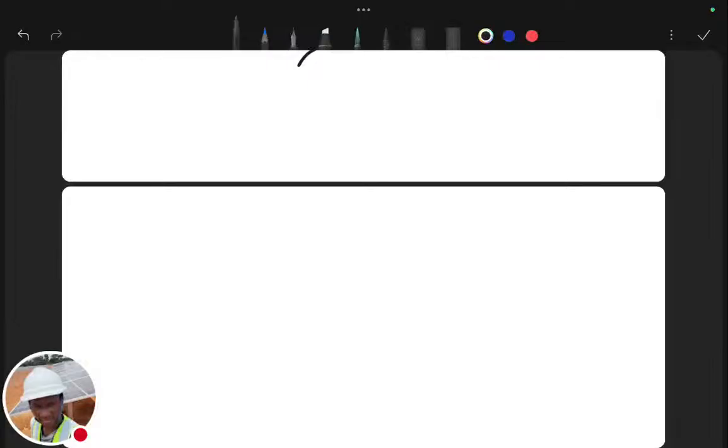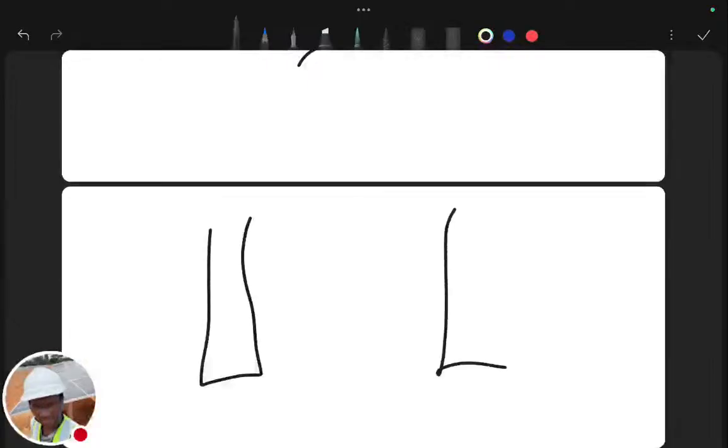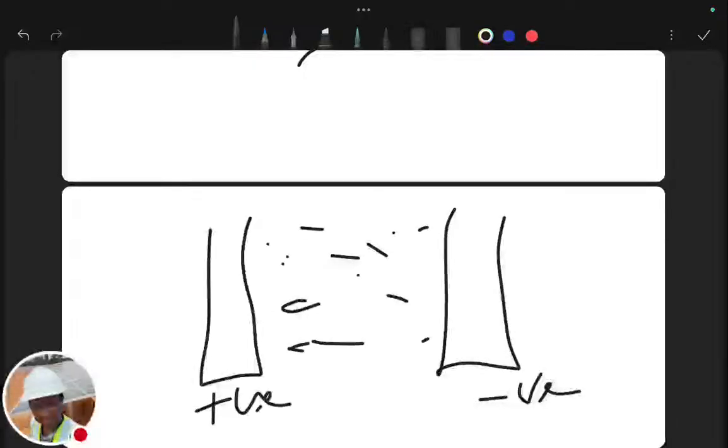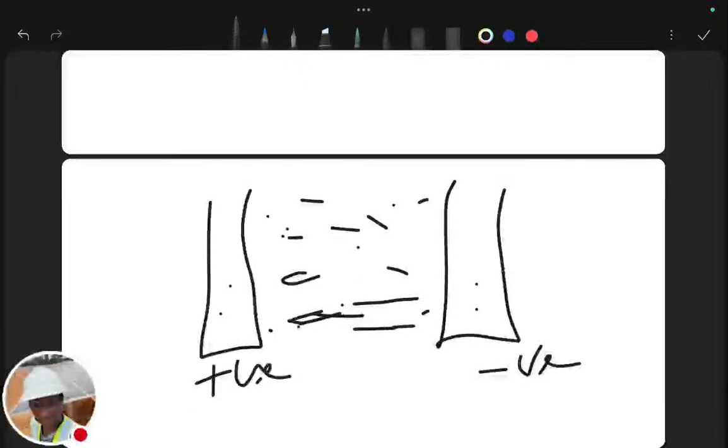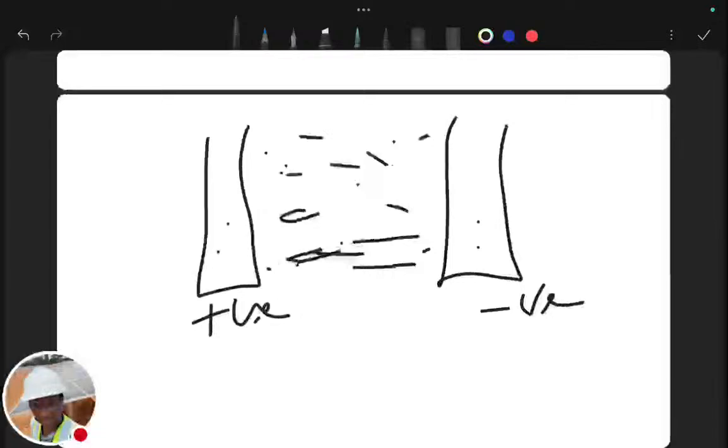Well, in electrolysis, you have two conductors: the anode, which is positive, and the cathode, which is negative. And then you have an electrolyte in between them. Now, the principle of electrolysis: electrons will move from the anode to the cathode. Is it the cathode to the anode? But that's the assignment. Try to explain how electrolysis works for batteries.